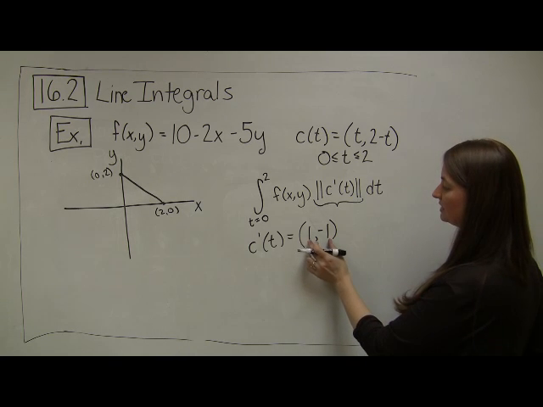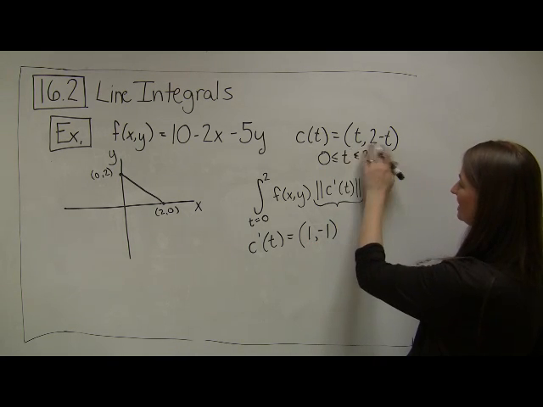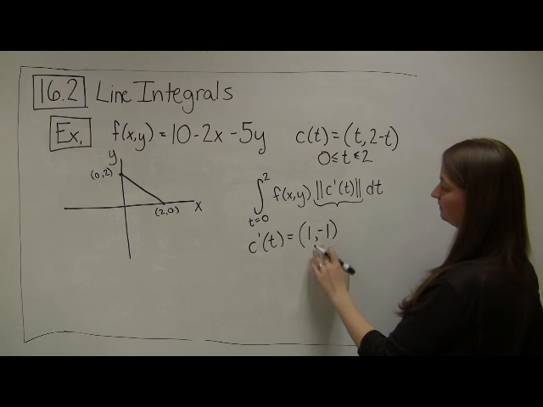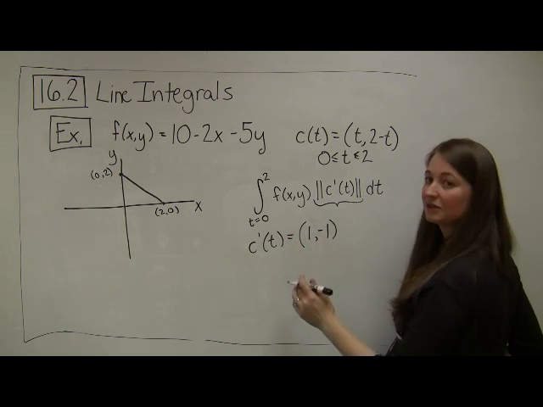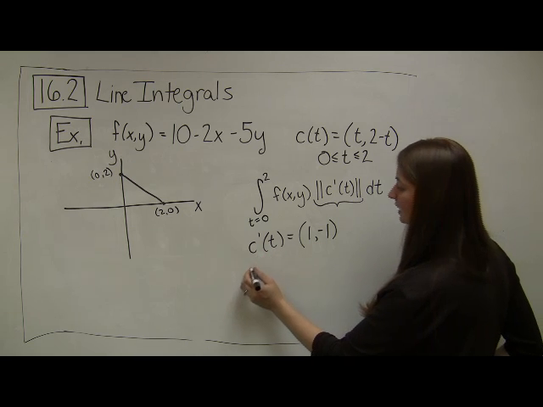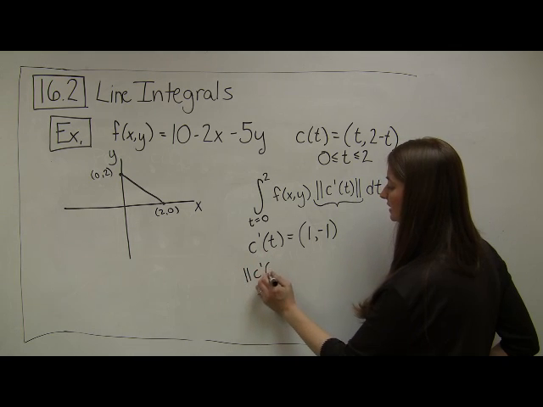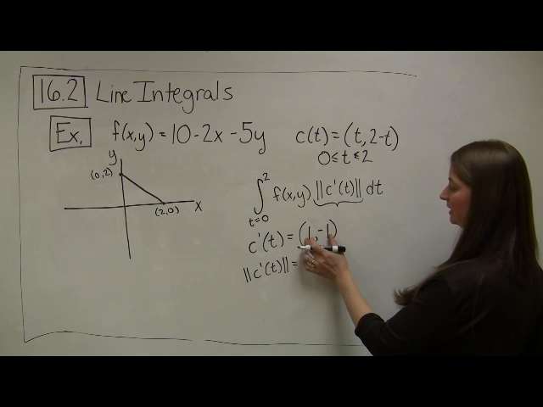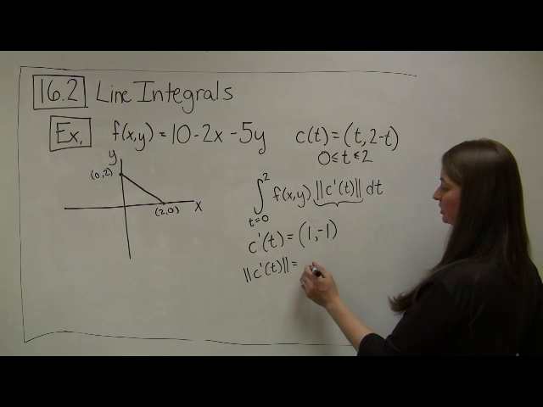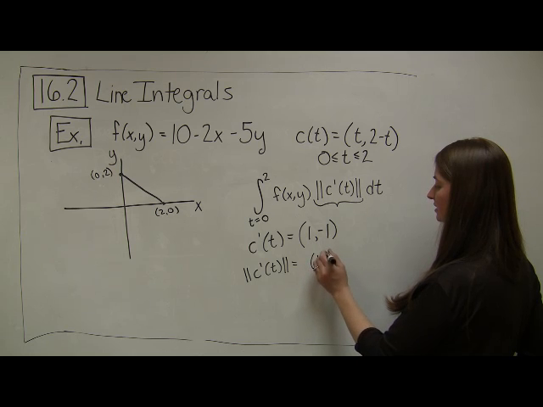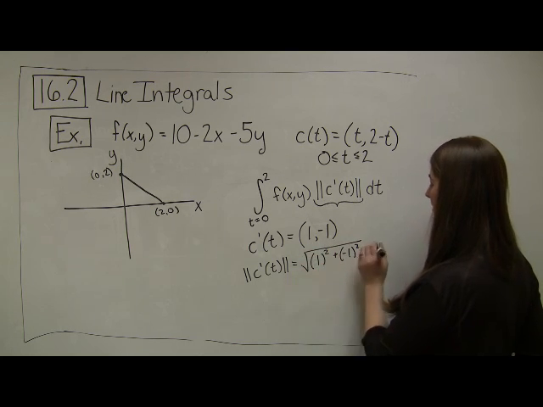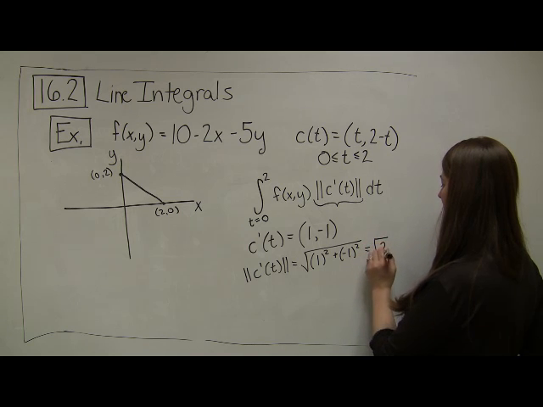This is a special case in that these are linear functions. Sometimes I might have functions of t in here. That's okay though, and we'll see other examples of that later. What is the magnitude of c prime of t? It's going to be each of these terms squared. So I have 1 squared plus -1 squared, all square rooted, which is equal to the square root of 2.